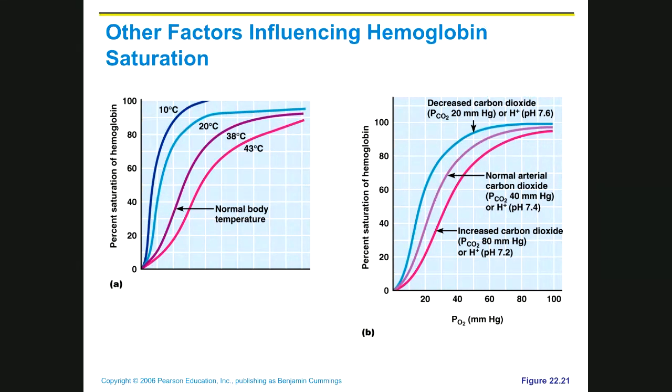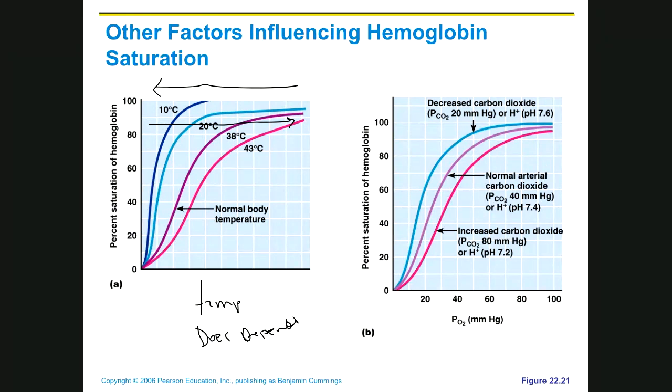So when we look at curve shifting, remember the things that affect it are temperature. So here's temperature. If we decrease the temperature, the curve shifts to the left. If we increase the temperature, the curve shifts to the right. And remember, it's dose dependent. That means if I move it more, I get a bigger effect. If I move it less, I get a smaller effect. And so the colder it is, the further it moves to the left. The warmer it is, the further it moves to the right.